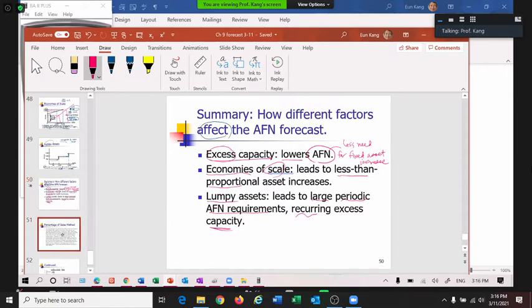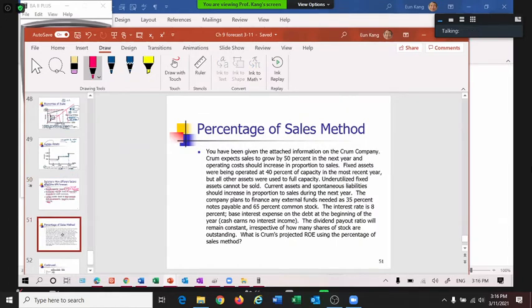Then finally, this is really a good question. This is a really good question for you to practice, summarize, or wrap up almost everything we learned from chapter 9. It includes almost everything for the forecasting financial statement method.